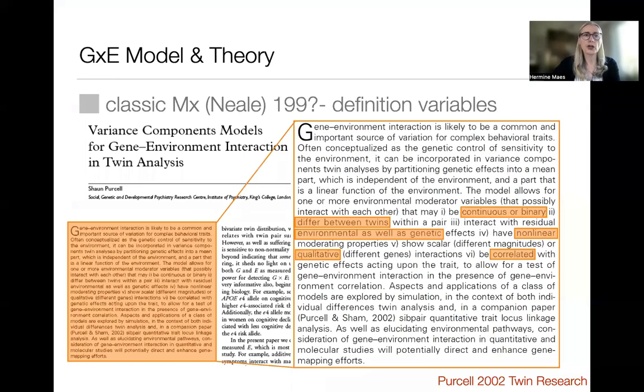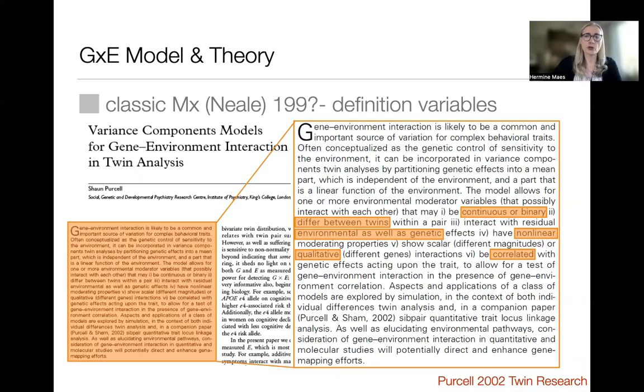We'll talk a bit more about genotype by environment interaction models and theory, and a lot of this is described very well in the 2002 paper in Twin Research by Purcell. The application of these G/E models was facilitated by the implementation of definition variables by Mike Neale in Classic Mx sometime in the 1990s, so predating this paper.